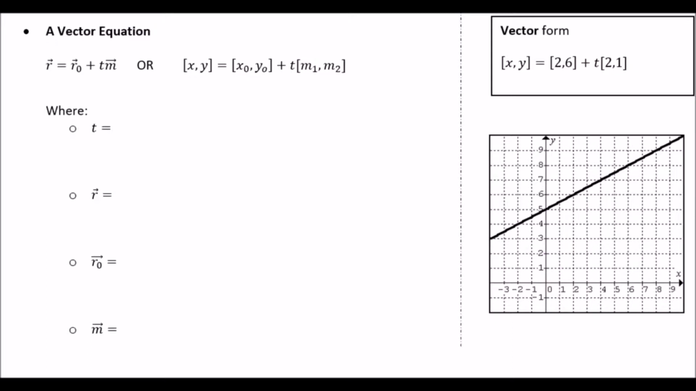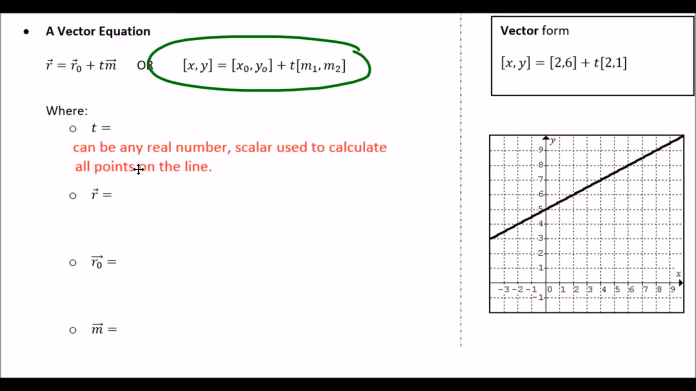Vector equation of line. R is equal to R naught plus t vector m, or this is one we're really going to look at. These are the exact same, just written out. So R is actually equal to (x, y), R naught is equal to (x naught, y naught), and m is equal to (m1, m2). But what do they mean here? So vector form of line, so here's an example. What is t? t is a scalar, and it's any real number used to calculate all points on the line. So it can be, again, any real number, but it is a scalar.